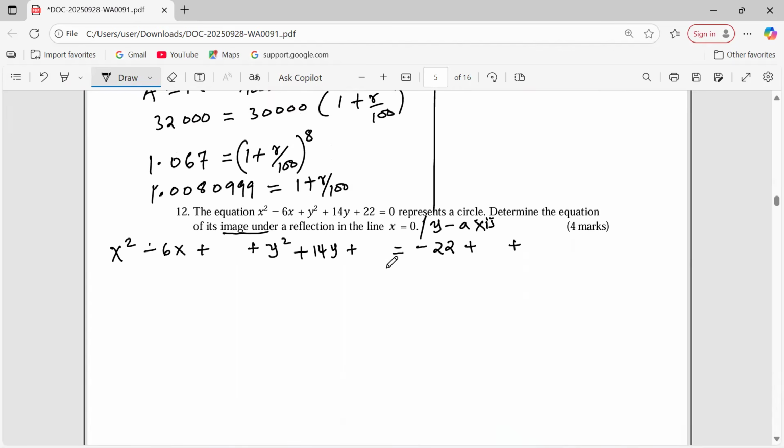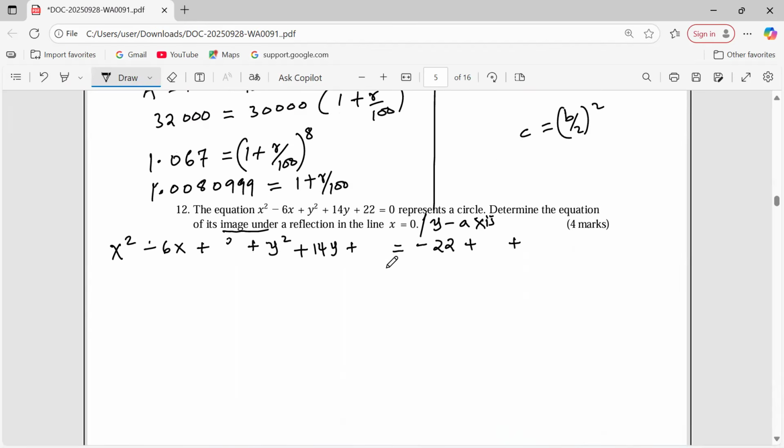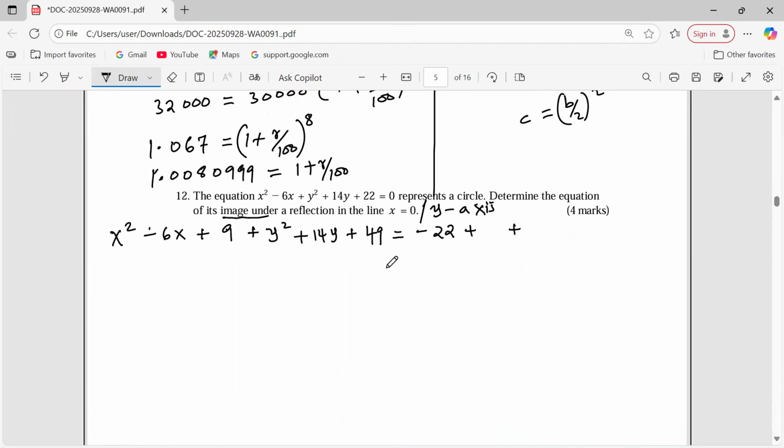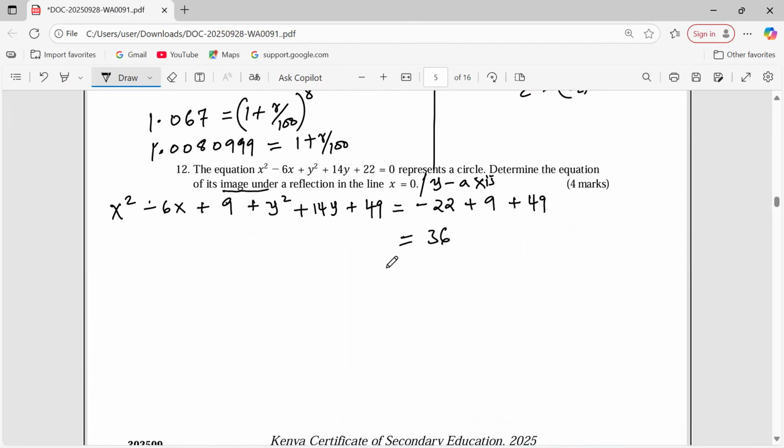How do we get a constant to make the left-hand side a perfect square? The constant is usually given by the value of b over 2 squared. So negative 6 over 2, then we square. That gives us a 9. 14 over 2, then we square. That gives us a 49, right? So we'll be having 9 and also 49. Negative 22 plus 9 plus 49 will give you 36 here.